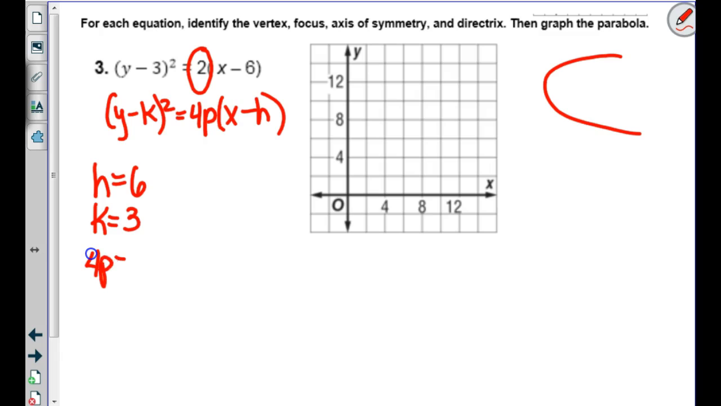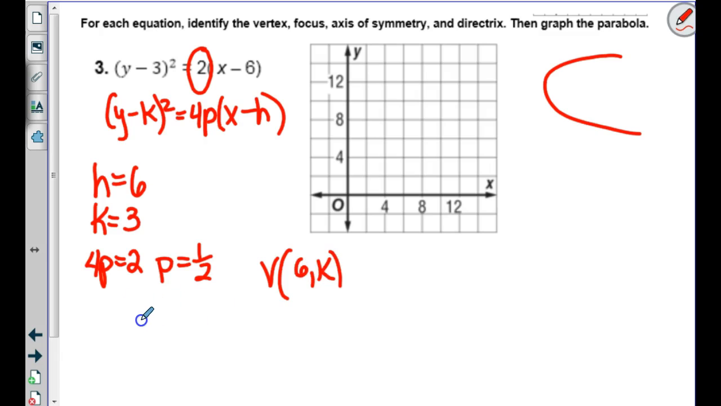4p is equal to what quantity? Maddie, can you tell me? The 4p is equal to, so if we just solve that, we'll have p equals, careful. Anybody help her? What are we dividing by? Yeah, we're dividing by the 4, so we get 1/2. That's all right. All right, so vertex. Vertex is easy. Yeah, it's just (h, k).